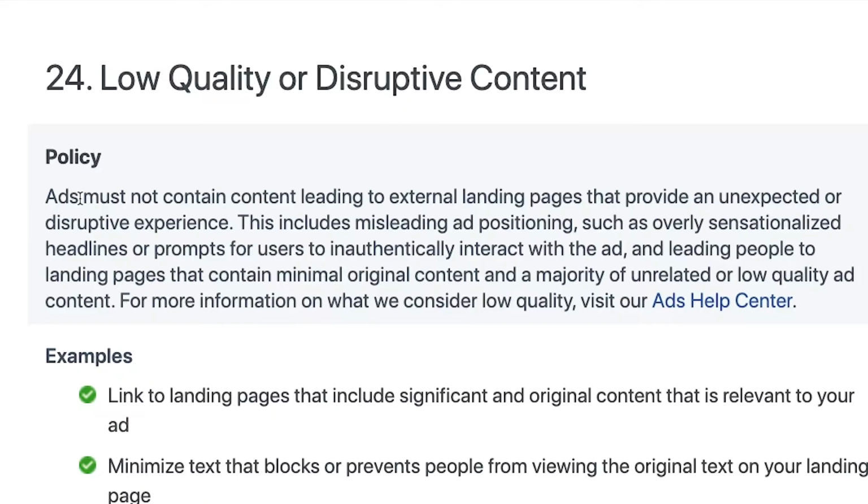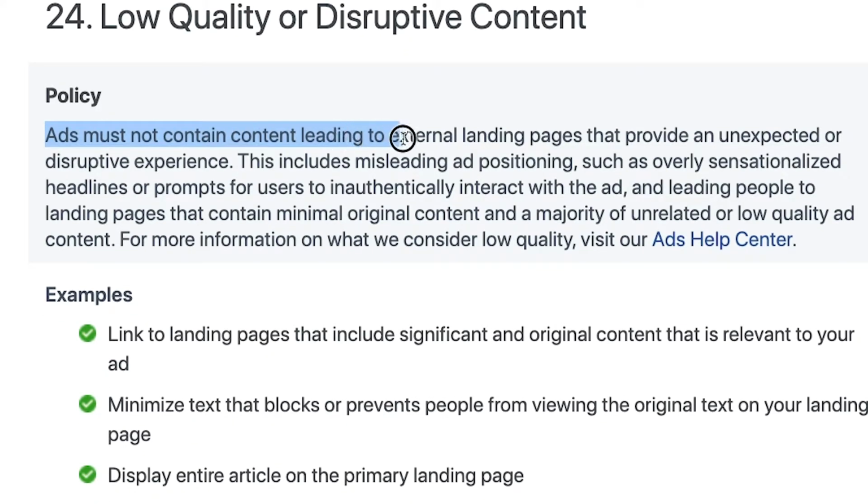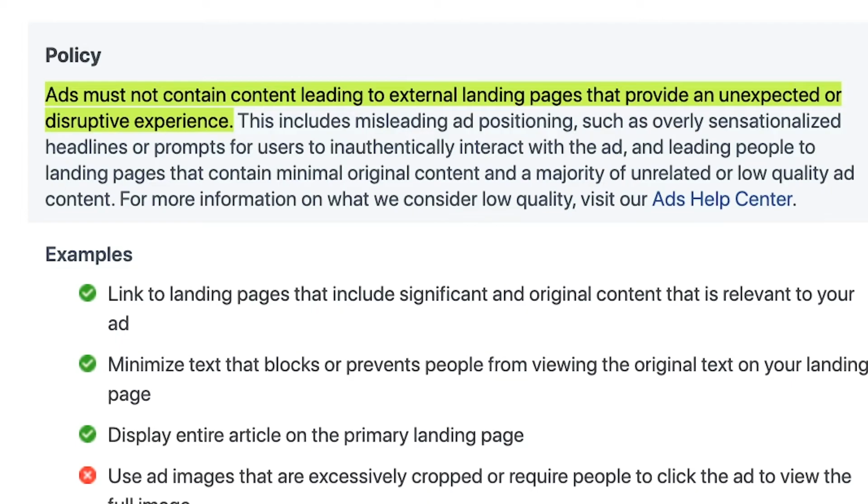All right, now let's have a look. Ads must not contain content leading to external landing pages that provide an unexpected or disruptive experience, and leading people to landing pages that contain minimal original content and a majority of unrelated or low quality ad content. Now, what's the biggest thing to get here with 24, low quality or disruptive content? Make sure that your landing page has a high quality experience for the user, right?